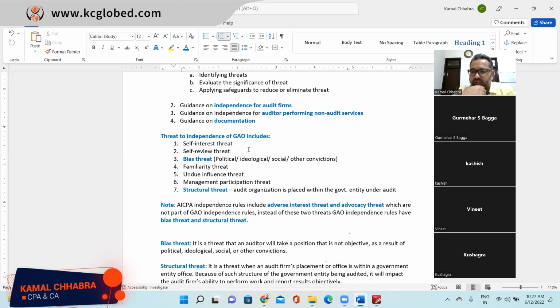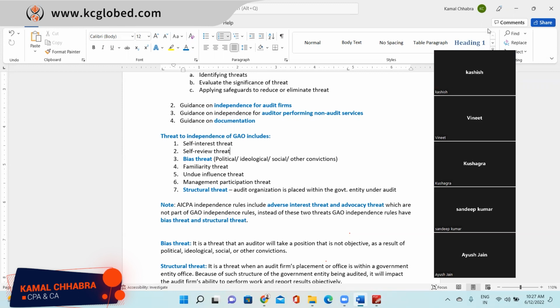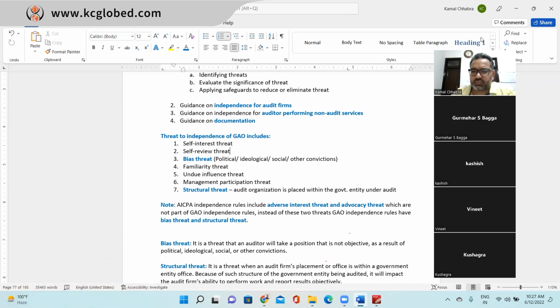Yeah, Vineet, Kashish, Gurmehar. So basically, a review of the services which we already provided in the past. Then there could be a chance where we will not be giving a negative view on services provided by ourselves as well. Yeah, which we are not in a position to challenge to the management, right?